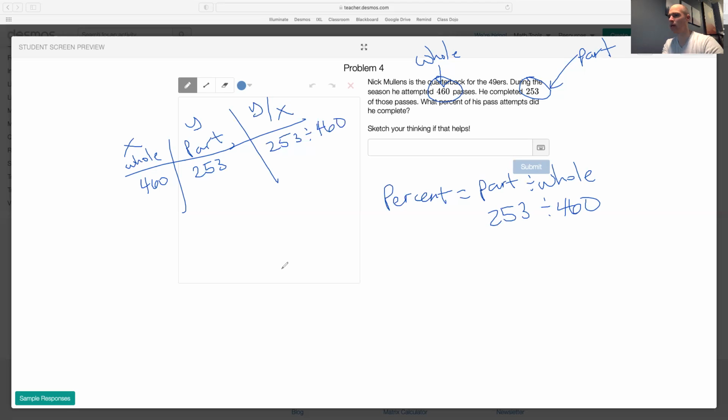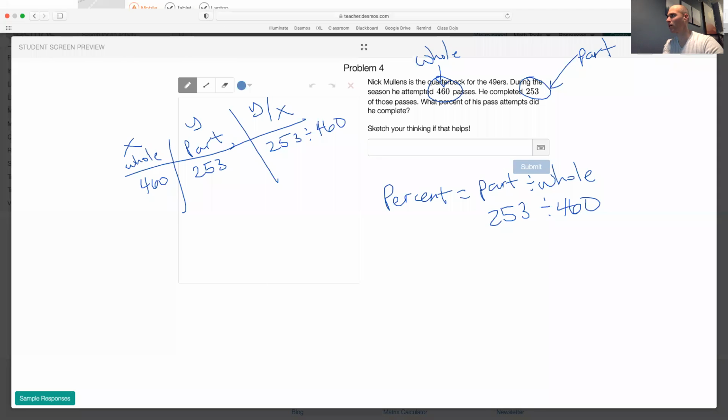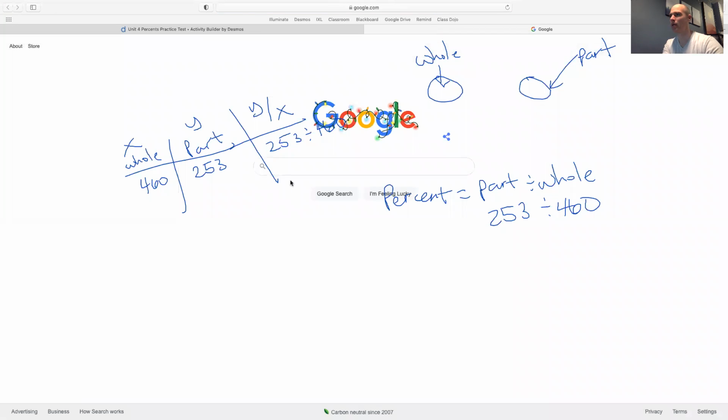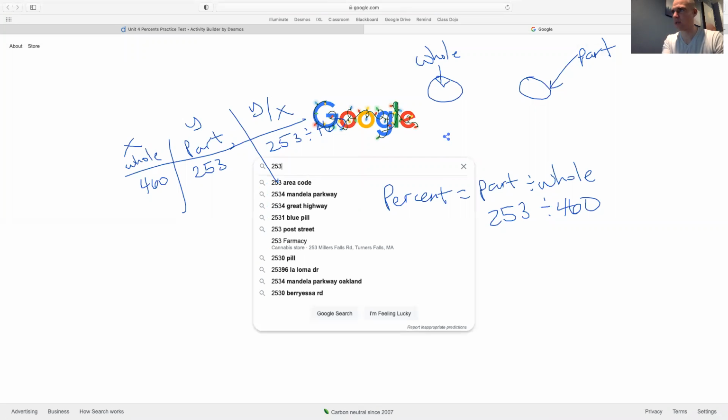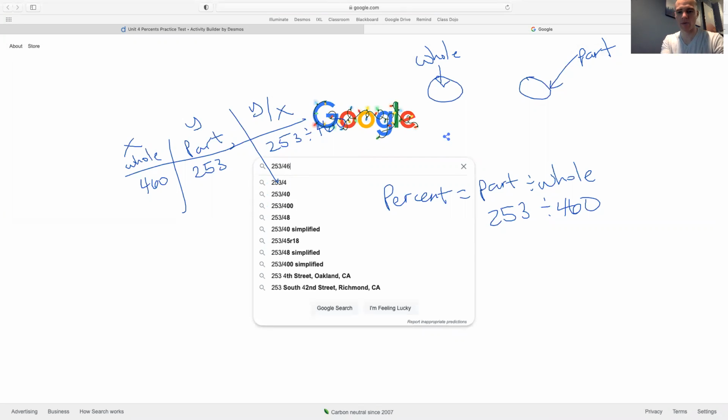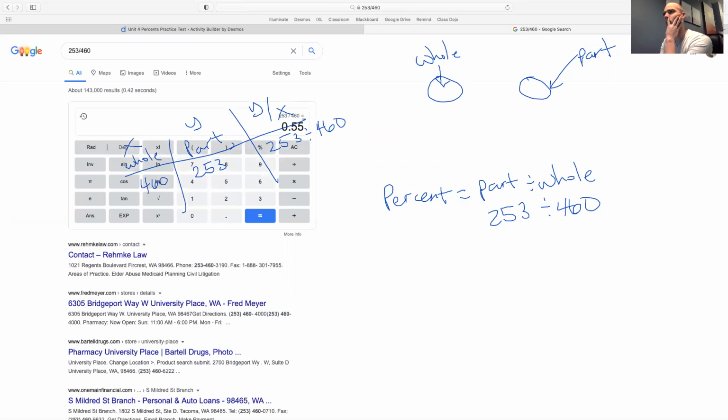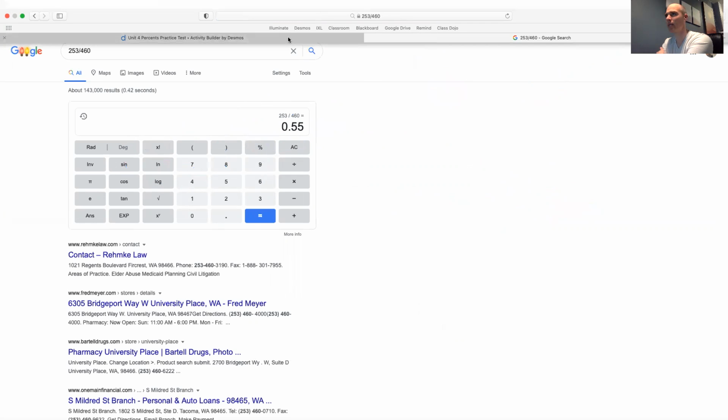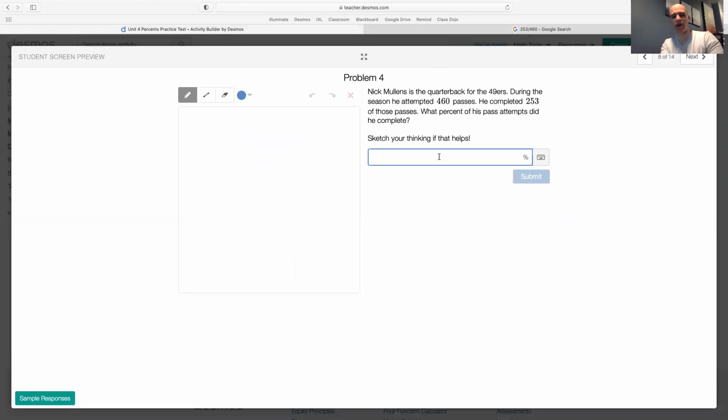And I don't have the answer to this one yet, actually. So I'm going to open up a new Google tab, and I'll just have Google do it for me. 253 divided by 460 equals 0.55, which after I convert it to a percent, by moving the decimal point 2 spaces, is going to get me 55%. But there's already a percent symbol in the little box here, so I just type 55. All right, let's go on to the next one.